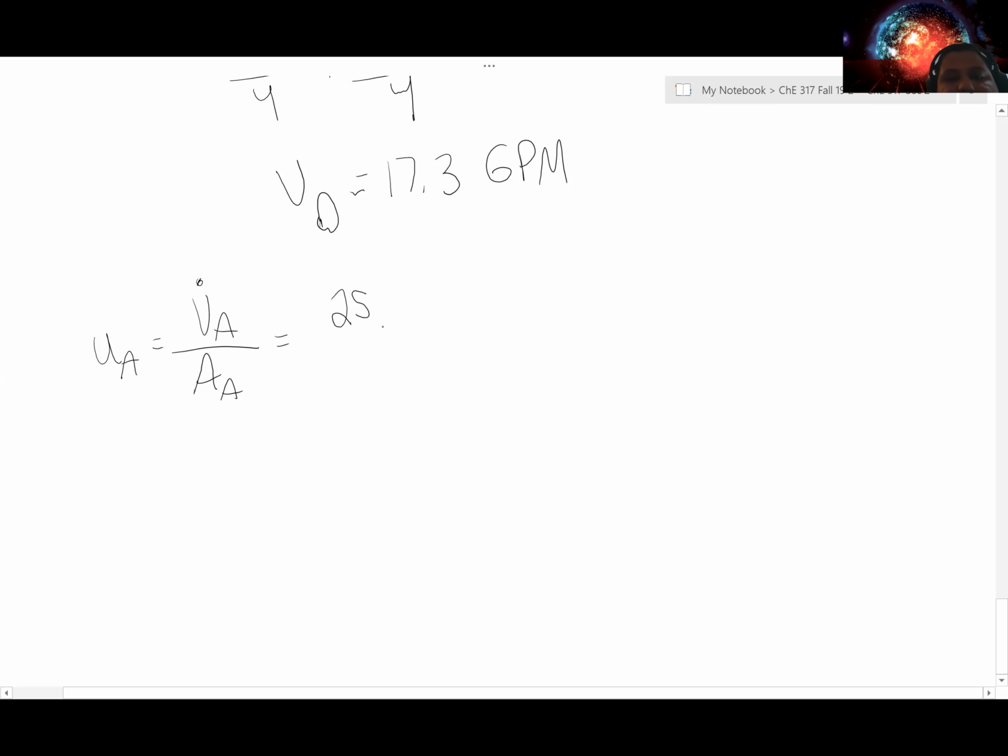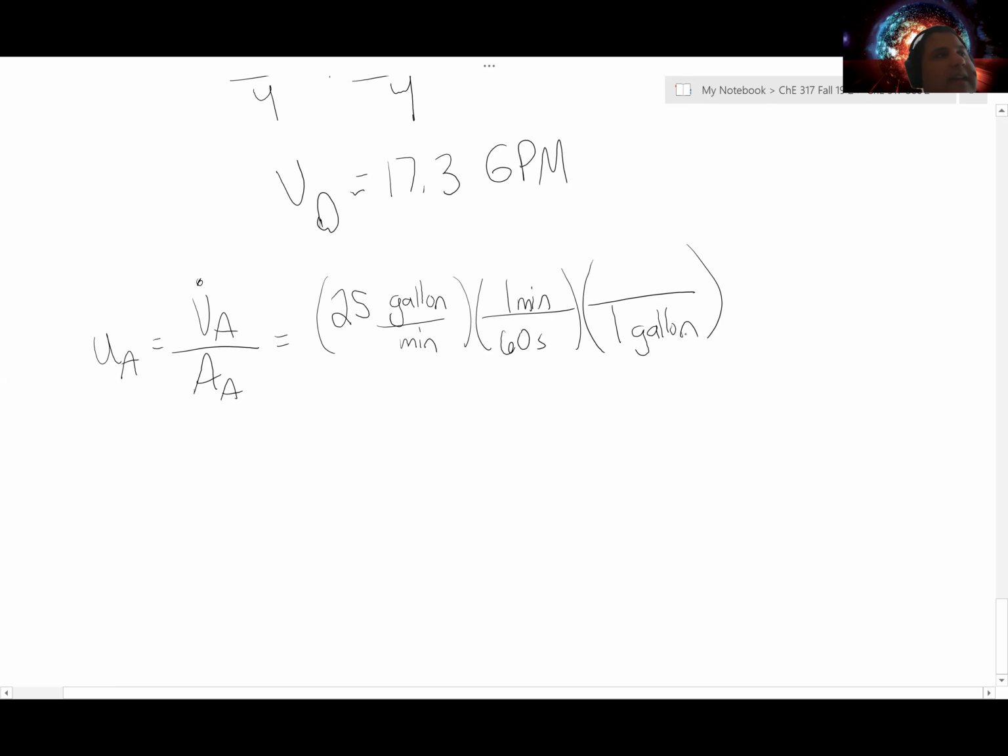Actually, I'll write it in a way that's easier to understand. Gallons per minute. I'd have to convert this to cubic feet per second. Well, in 1 minute, there's 60 seconds. And in 1 gallon, there's, I can't remember off the top of my head anymore. Quite a bit. There's 7.48 gallons in a cubic foot.